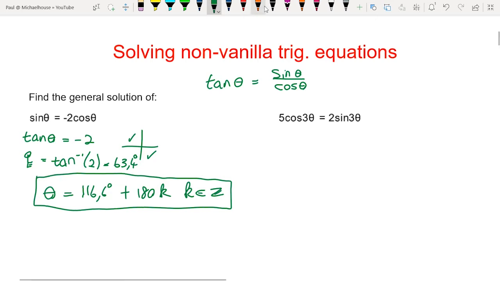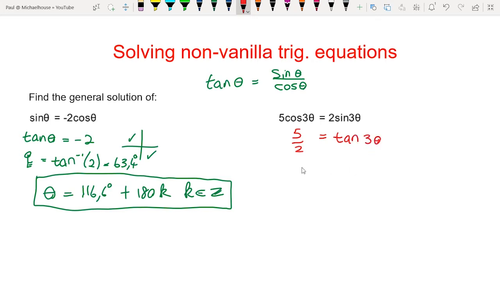Right, the next one's very similar. This time we've got sine 3 theta and cos 3 theta. We're going to divide both sides by cos 3 theta, and so we're actually going to get 5 over 2. I'm dividing both sides by 2 cos 3 theta, so I get 5 over 2 equals tan 3 theta.